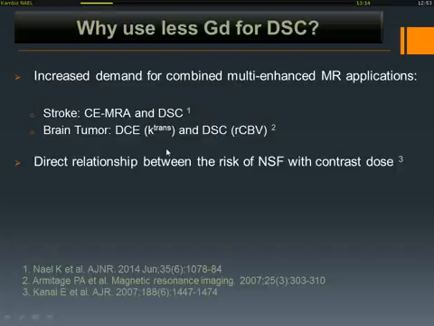Other incentives to reduce contrast dose are the direct relationship between the risk of nephrogenic systemic fibrosis and contrast dose, and of course to reduce the cost if you can.